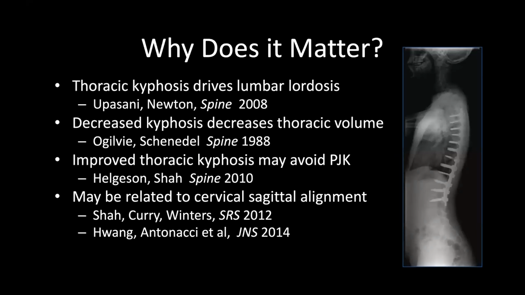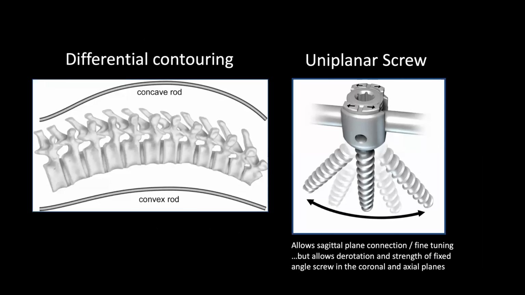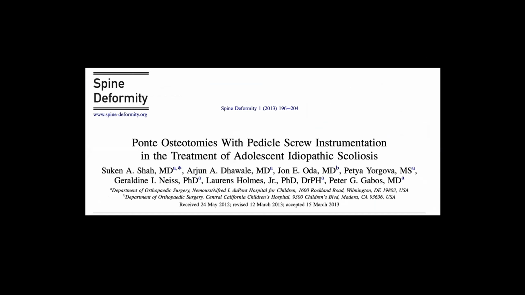And why does it even matter? Because thoracic kyphosis drives lumbar lordosis. It also drives the cervical alignment. It's also pre-programmed with pelvic incidence and may have significant features with regard to pulmonary function. We can use differential rod contouring to correct these deformities, special screws where we can titrate the kyphosis. And we've also shown that Ponte osteotomies are very important in a posterior release, allowing posterior distraction.